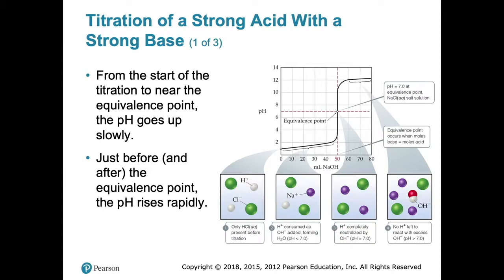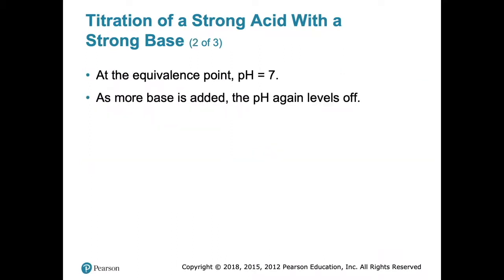And so over here, it levels off after you get to the equivalence point to about pH 12. But the important thing to note here is that at the equivalence point, there's a very rapid rise. Before it, very slow. After it, it levels off. So the equivalence point is where we want to get pH 7. Good stuff. This is clearly important since I have a slide just about it. At the equivalence point, the pH is 7. As more base is added, the pH levels off again, so it slows back down again.